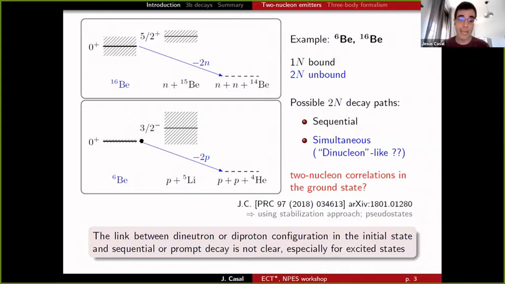But as we've been discussing, this link between dineutron or diproton correlations in the initial state and sequential or prompt decay is not clear at all, especially when we consider excited states. And well, the case of 2-proton decays has been studied more, let's say. The case of exotic 2-neutron decays is newer, and I will focus on that.